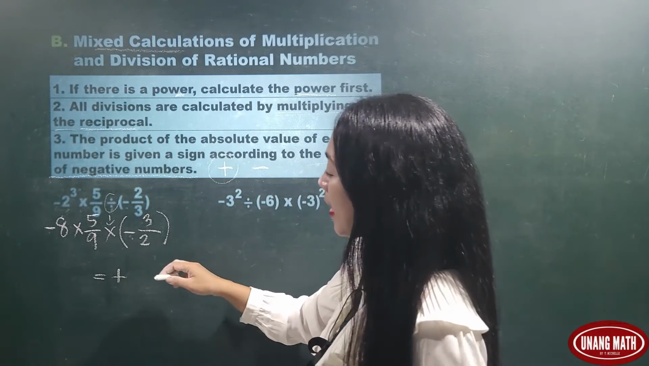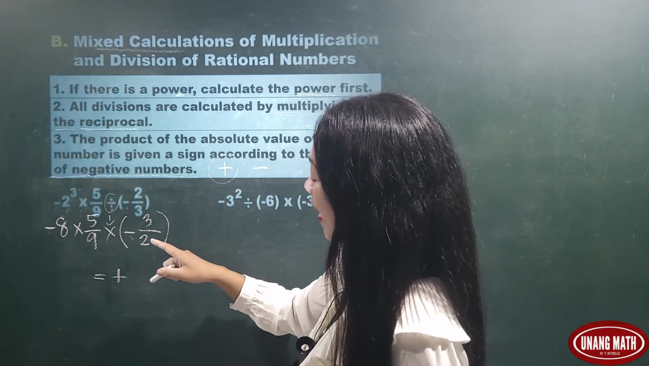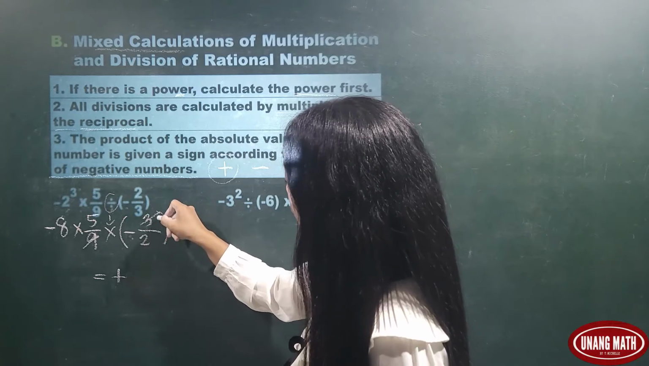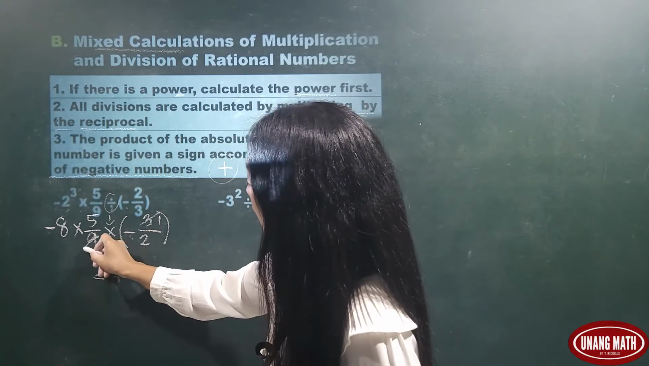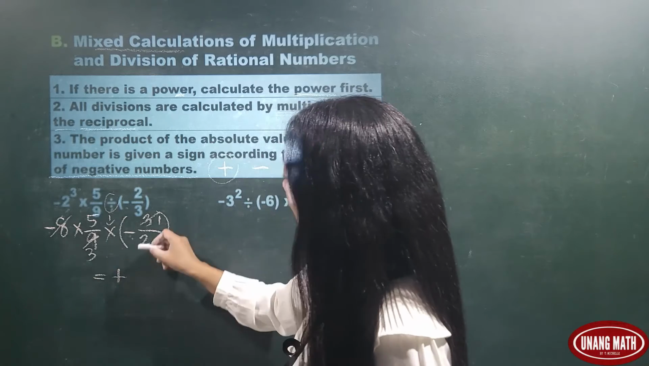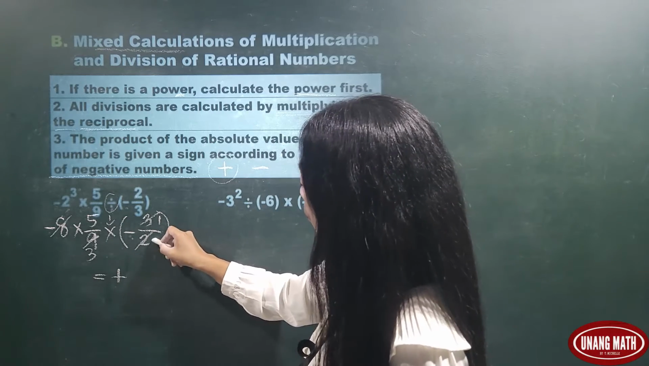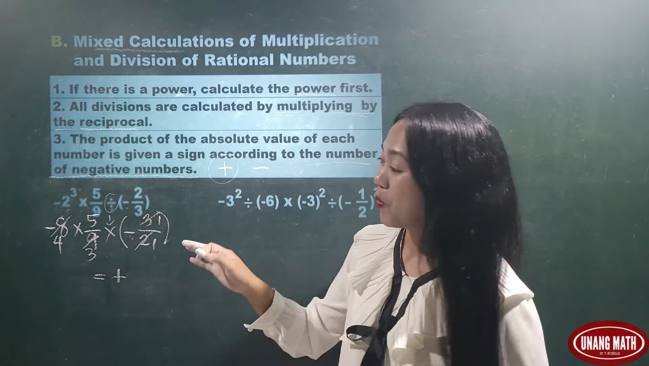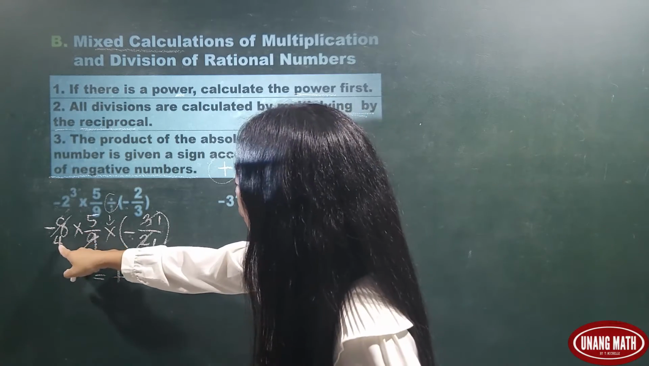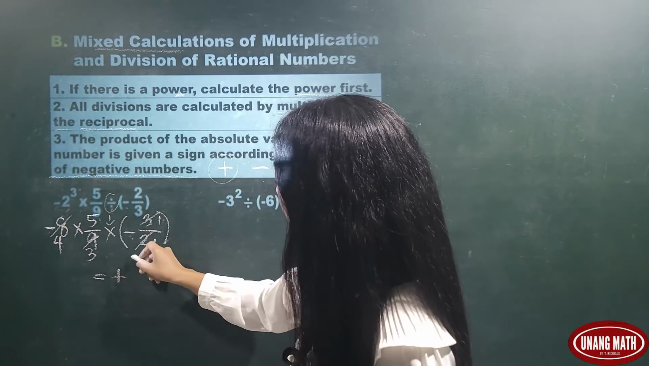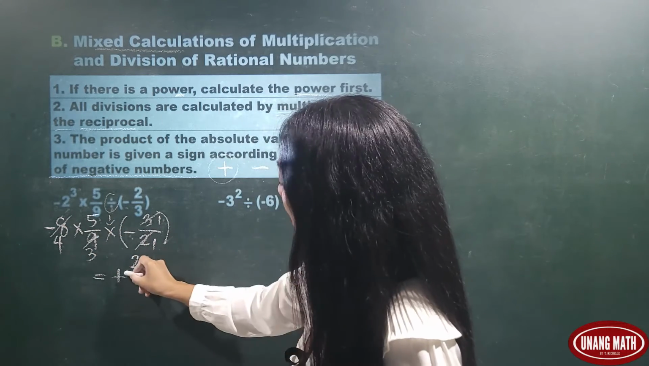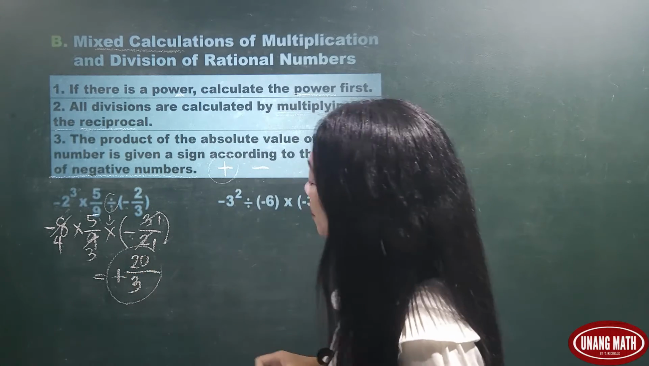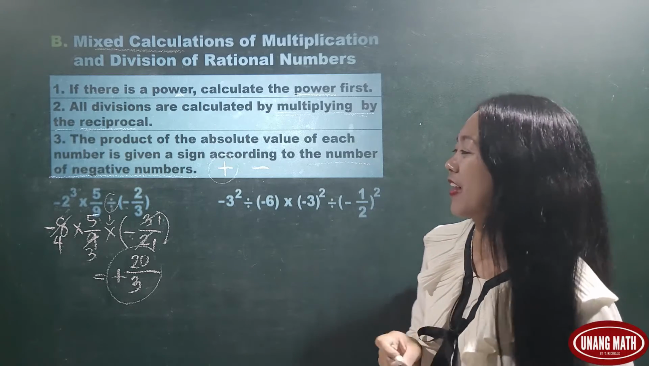Before we multiply, let us simplify the numbers. Okay, 9 and 3 can be simplified. So this is 1. 3 divided by 3, 1. This is 3. 8 and 2 can be simplified. Common factor is 2. So this becomes 1. This is 4. Okay, now we can multiply smaller numbers. So 4 times 5 is 20 times 1, 20. And the denominator is 3 times 1. We have 3. So the final answer is positive 20 over 3.